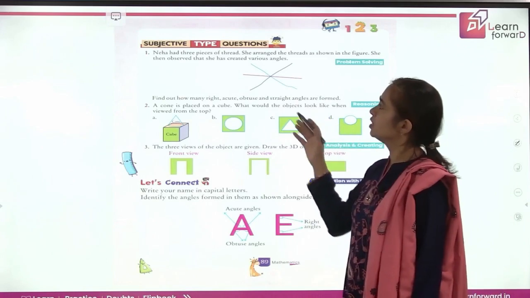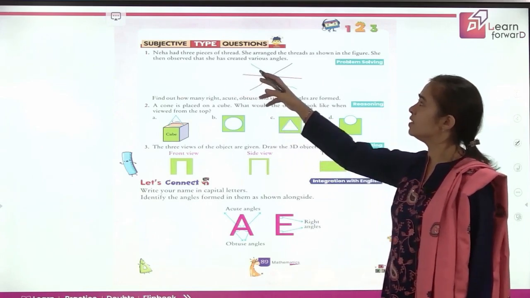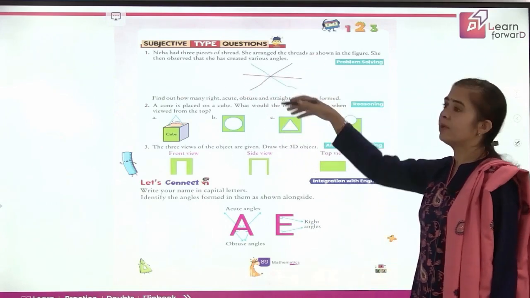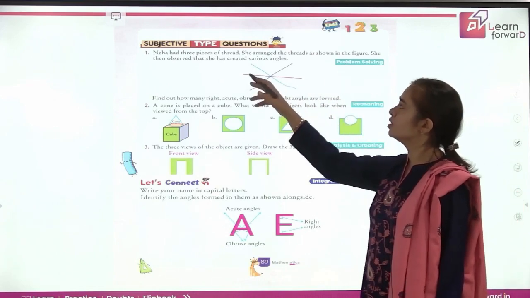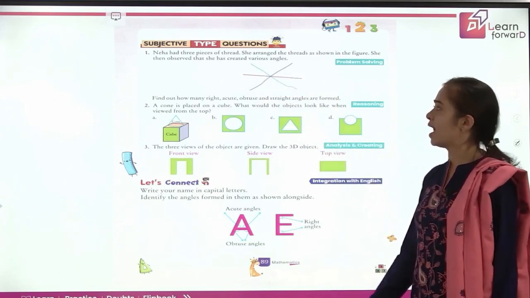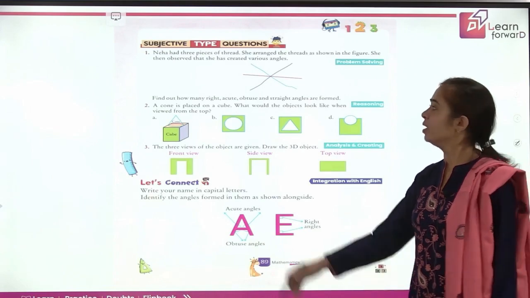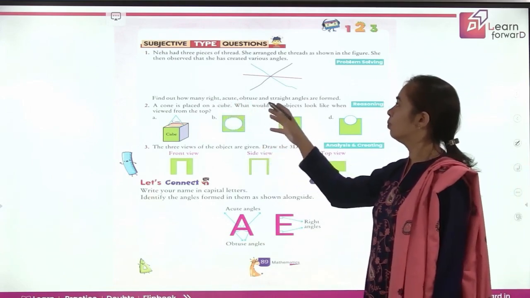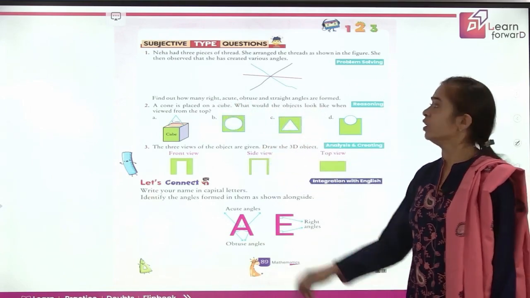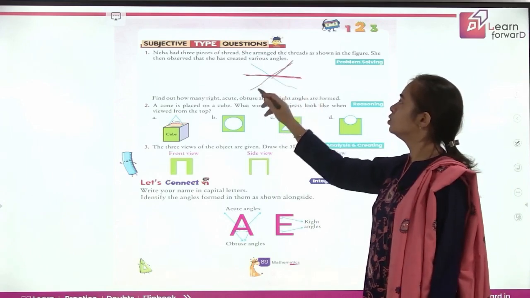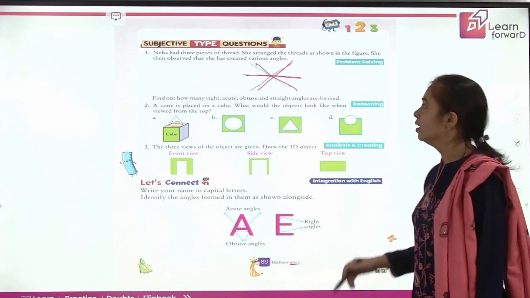Now you have subjective type questions. Neha had 3 pieces of thread. She arranged them as shown here. She then observed that she has created various angles. So can you see how many angles are right, acute, obtuse and straight angles? When you look at straight angles, 1, 2, just 3 angles are straight angles.